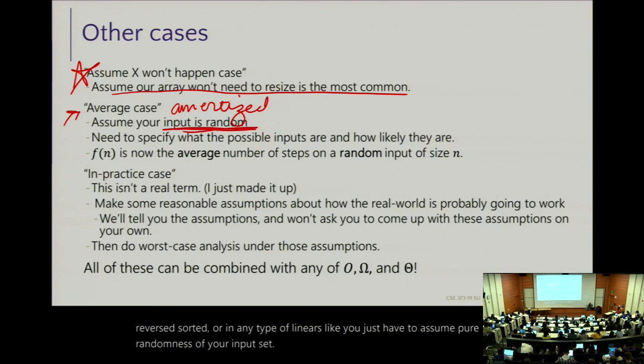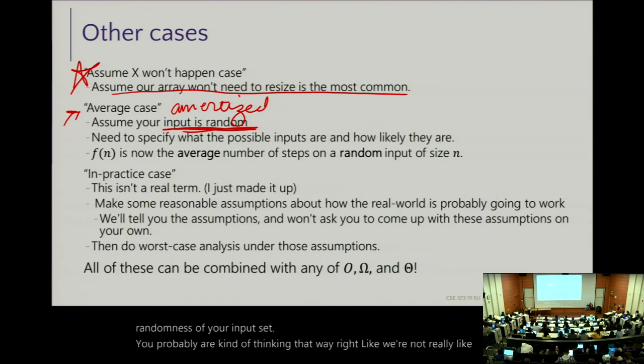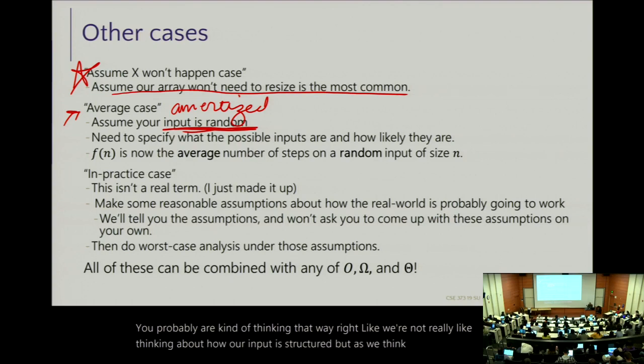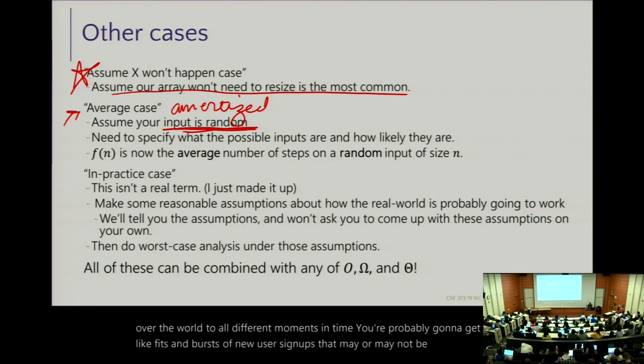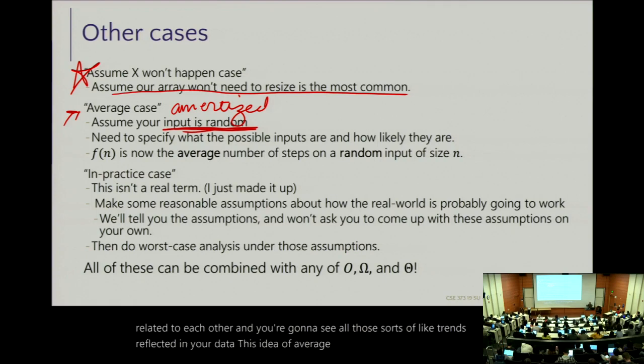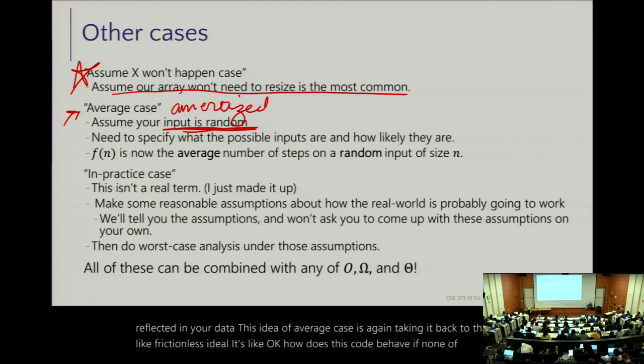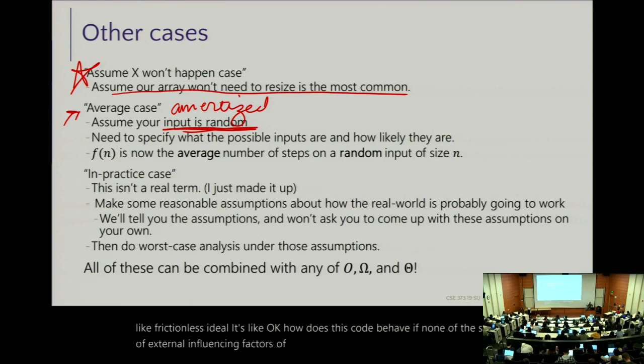You probably already are kind of thinking that way, right? We're not really thinking about how our input is structured. But as we think about our collections of data, you'll find it's actually very rare for data to be totally random. Think about a data set that's just a bunch of new users. New users aren't just going to pop in evenly, randomly distributed from all over the world at all different moments in time. You're probably going to get these fits and bursts of new user signups that may or may not be somewhat related to each other, and you're going to see all those trends reflected in your data. This idea of average case is, again, taking it back to that frictionless ideal. It's like, okay, how does this code behave if none of the external influencing factors of life are dictating how this data set is getting built up?